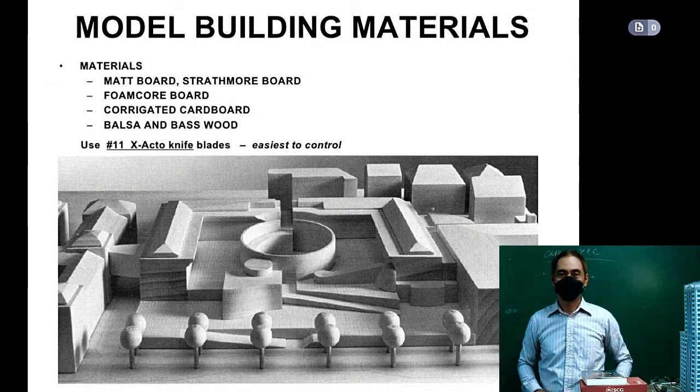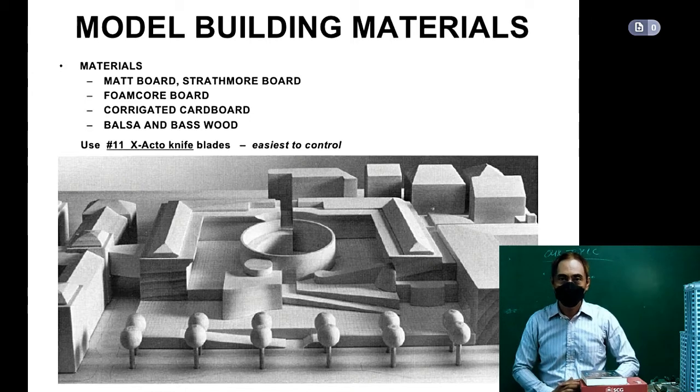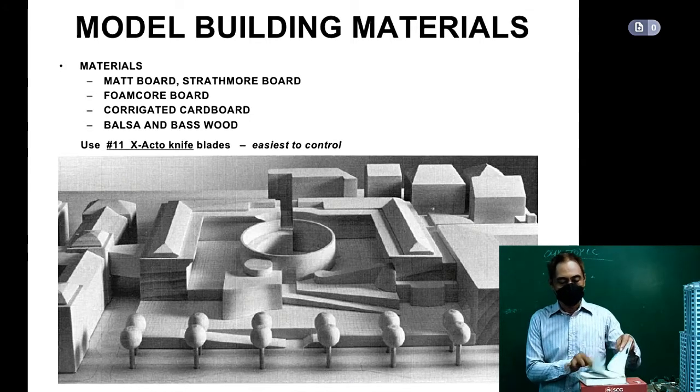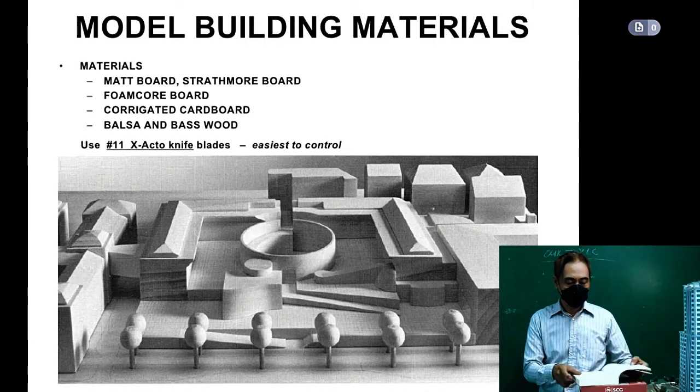Now let's go to the model building materials. Materials used here are mat board, Strathmore board, foam core board, corrugated cardboard, balsa, and basswood.